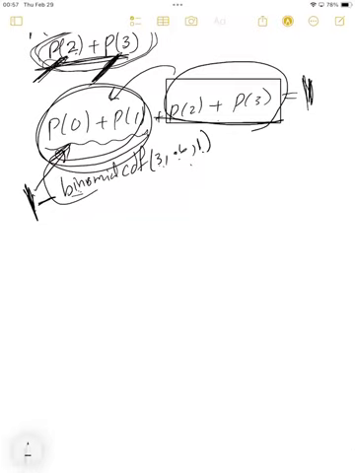So I stop here, and you can look at the homework problems to understand how to use your calculator and how to use binomial CDF and binomial PDF for your homework.